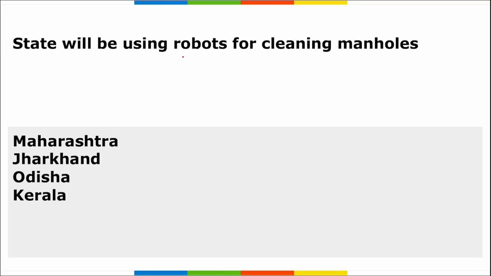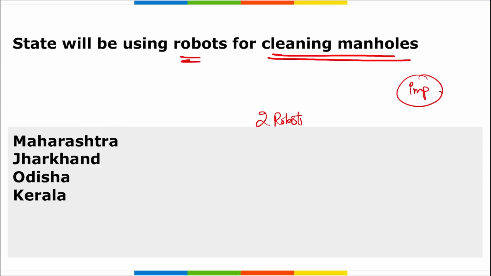Next is, which state will be using robots for cleaning manholes? Important question. If you remember, recently two robots were also added into the firefighting team of which state? They were added into the firefighting team of New Delhi. Now robots will be used to clean manholes, and which is the state? It is your Kerala, that became the first state in India that will be using robot technology for cleaning manholes.